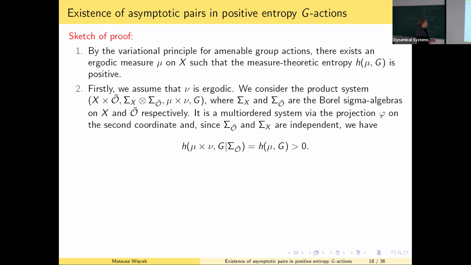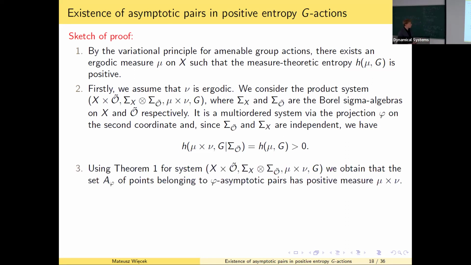And since these systems are independent, because we take a product, the entropy of the measure mu times mu, with respect to the second coordinates of the multi-order, is the same as the entropy of mu, so it is positive. Hence we may use our theorem 1, which we have proved, and as I didn't say, this is of course a multi-ordered system, with the factor map being the projection on the second coordinate. So we may use our theorem 1 for this system to obtain that the set of points which belong to phi-asymptotic pairs has positive measure mu times mu.